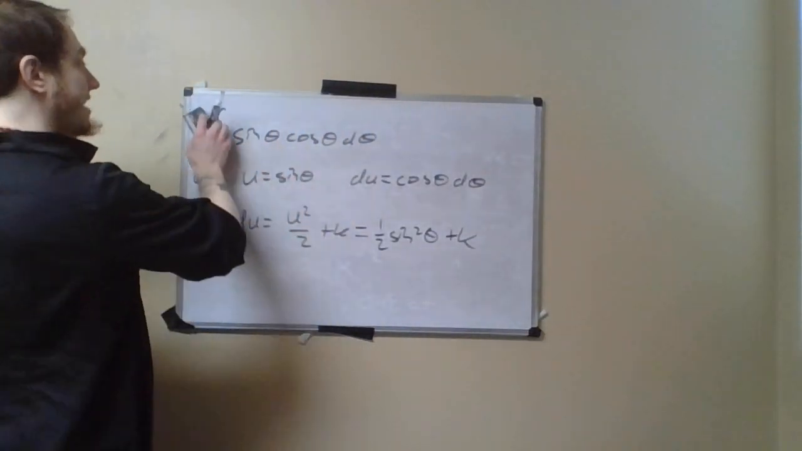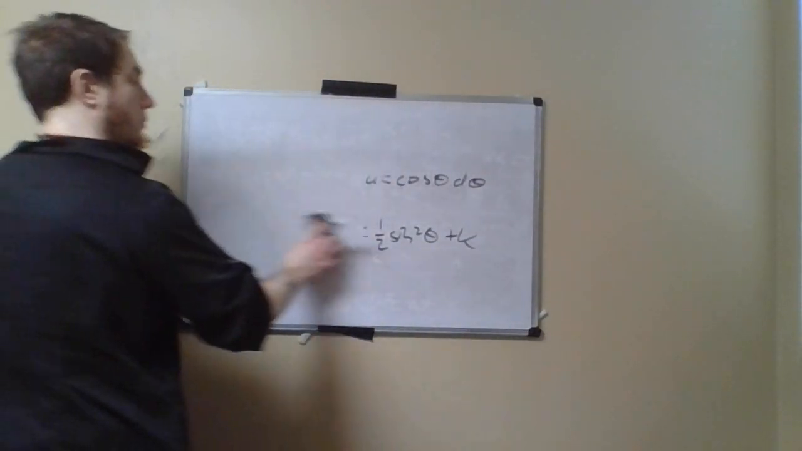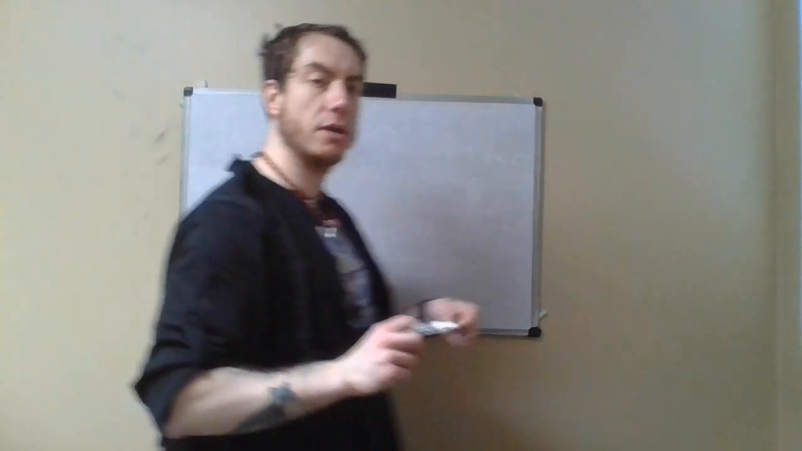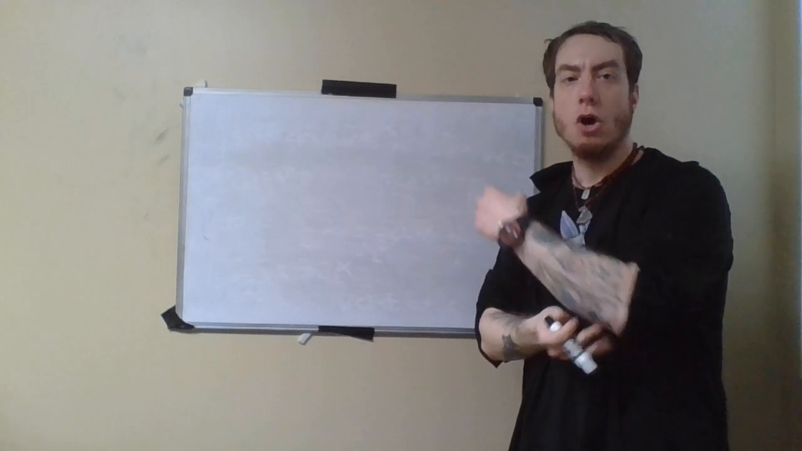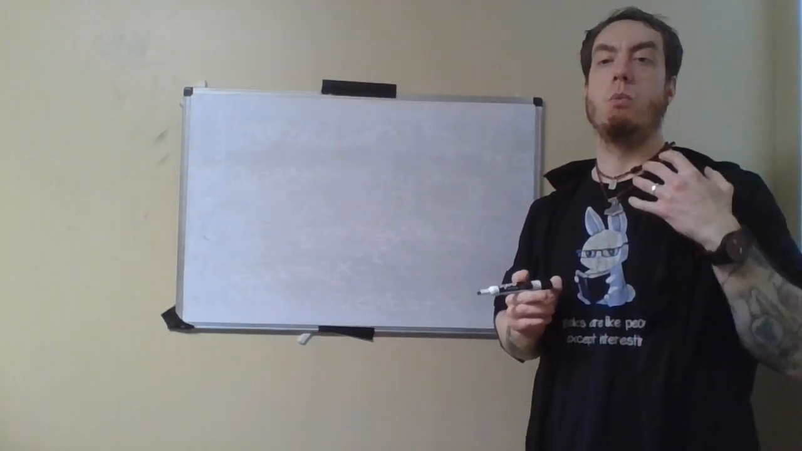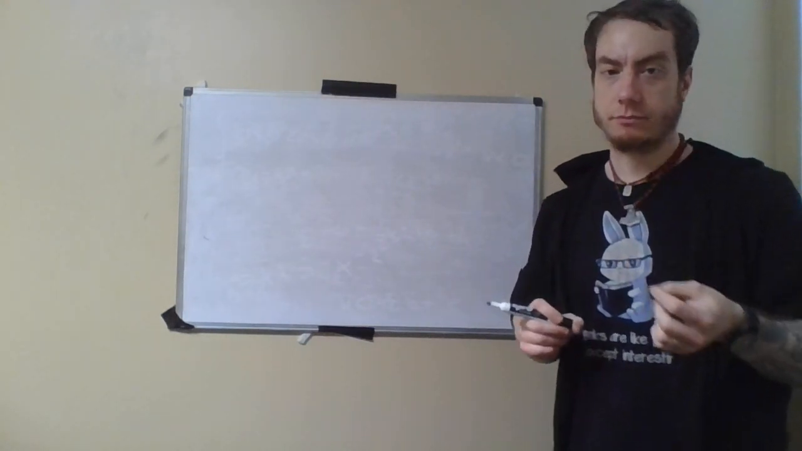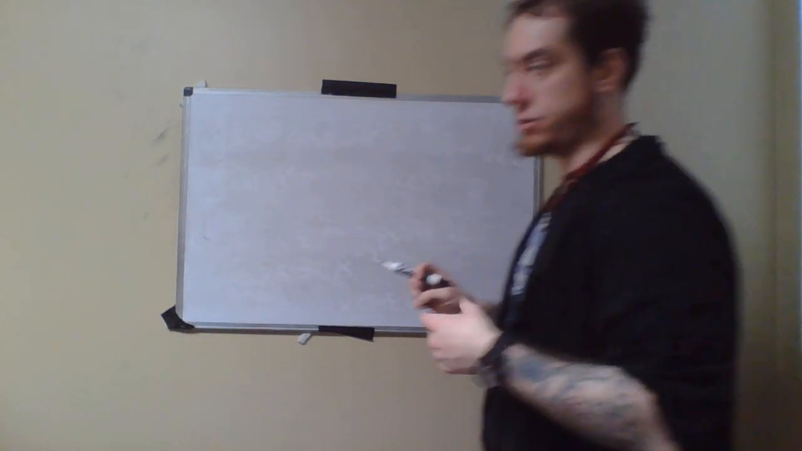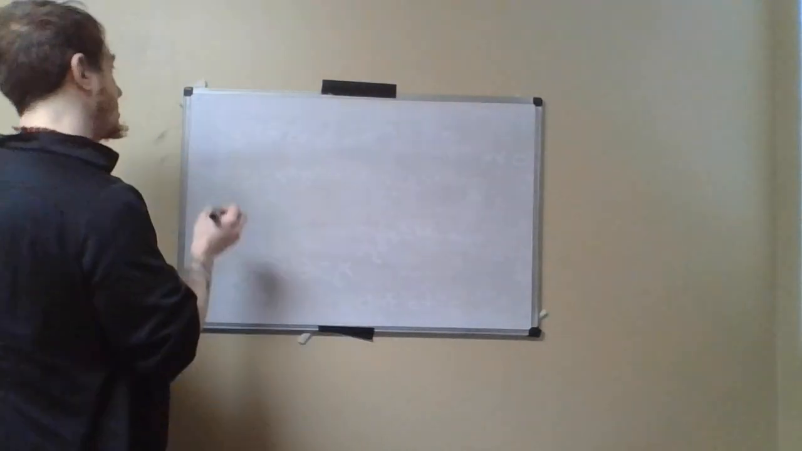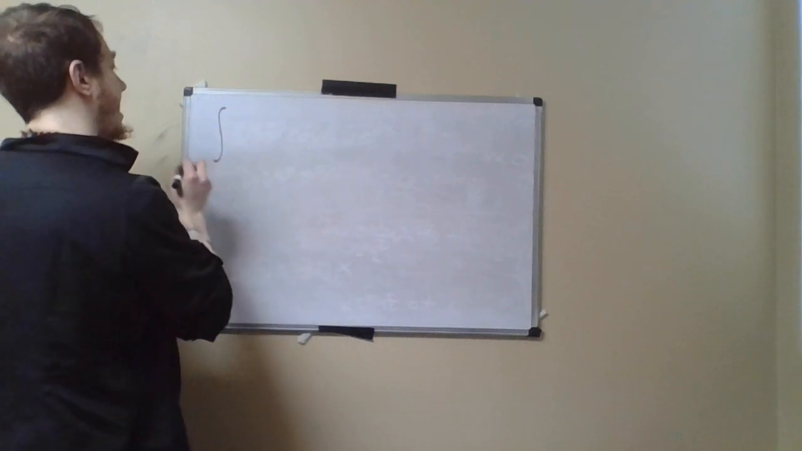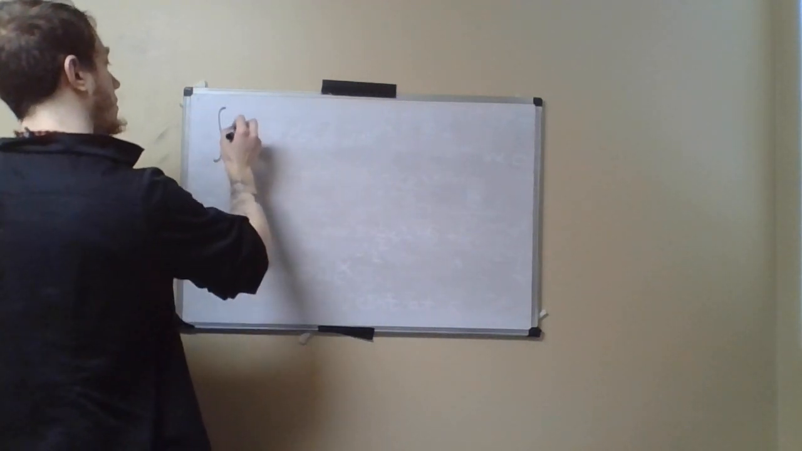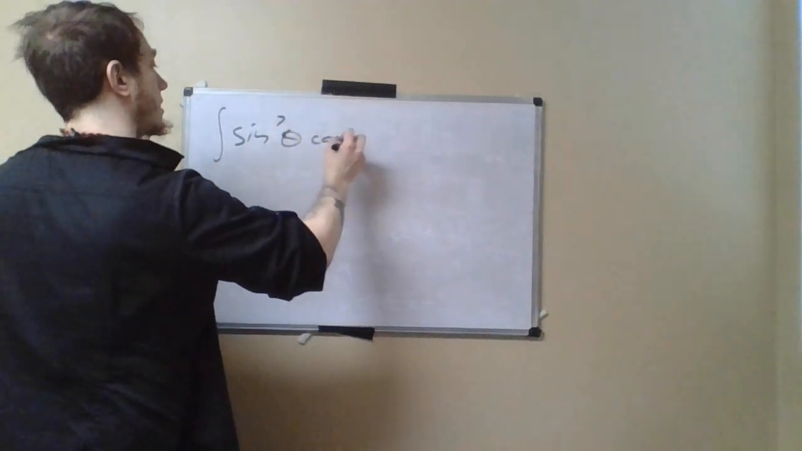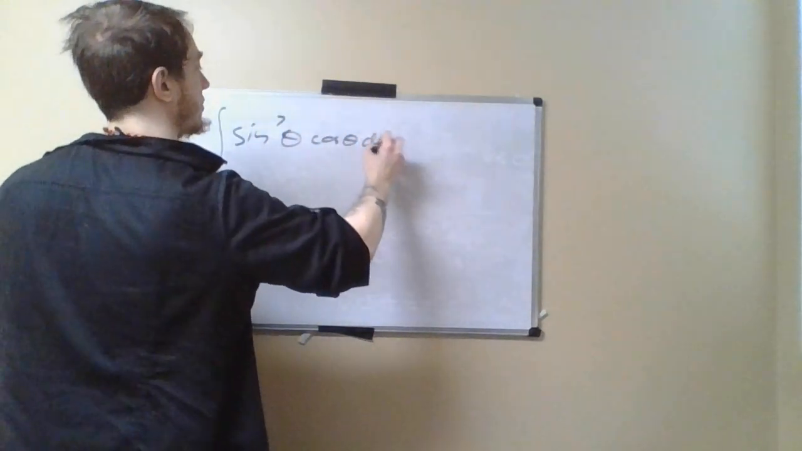Now, this same kind of trick is going to work just fine anytime you have a product involving sines and cosines when you have just one of them, and then everything else is the other. So an example of this would be something like, let's suppose that I have the integral of sine to the 7th theta cosine theta d theta.